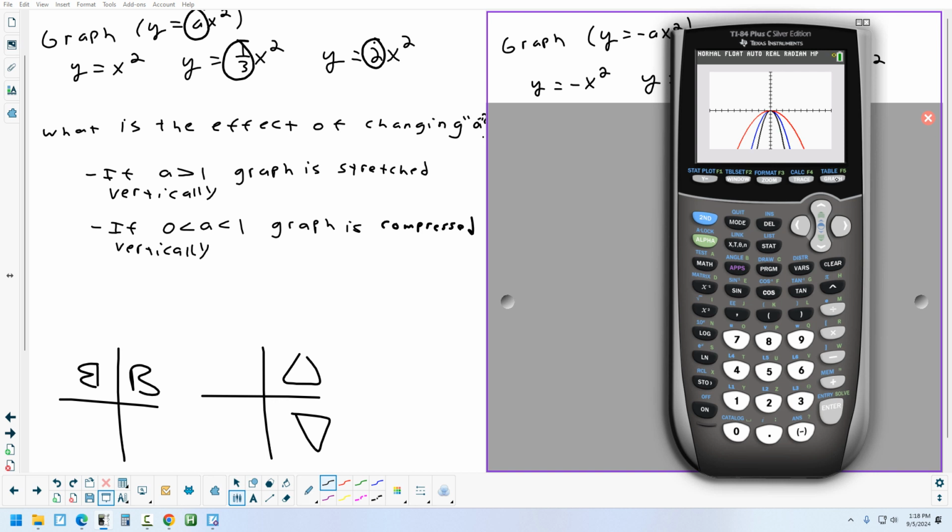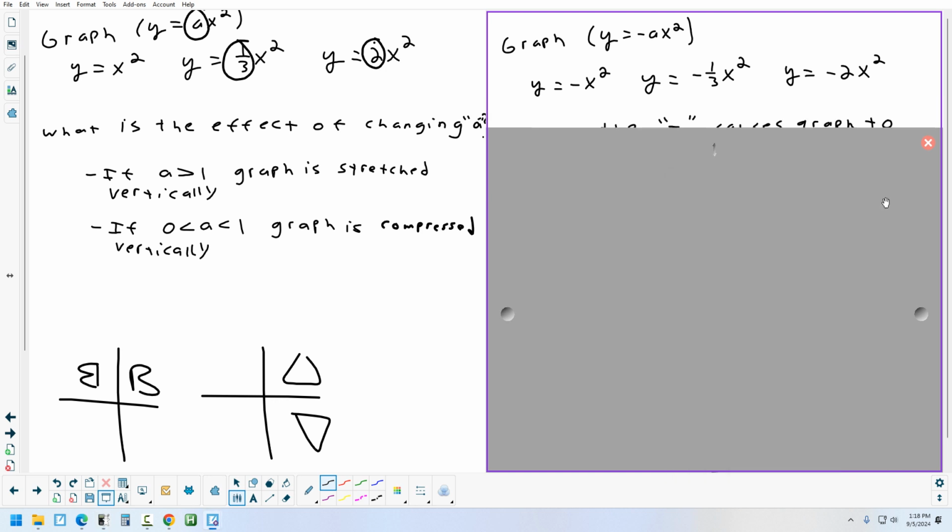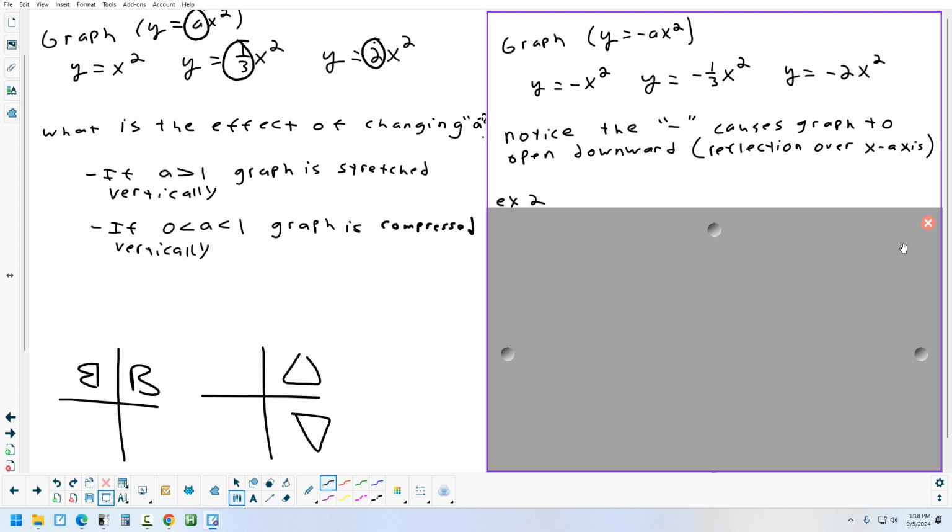The width changed too. The number, like the 2 and the 1/3, that's compressing and stretching it. The negative is flipping it. So there's actually 2 things happening there. Stretching or compressing and flipping. So the negative causes the graph to open down because it reflected over the x-axis.